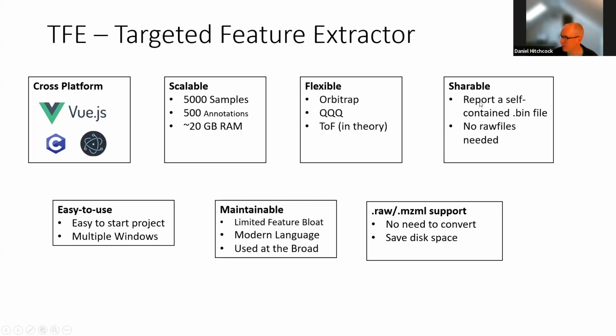We need to be shareable, able to report this stuff and be able to share data without sharing gigabytes of raw file. Easy to use, maintainable. One thing, we use this now at the Broad, so it's not a project we're about to abandon anytime soon. And then we also needed raw and mzML support. We collect a lot of raw files, and it does take up a lot of space and a lot of time to convert files to mzML to be used.